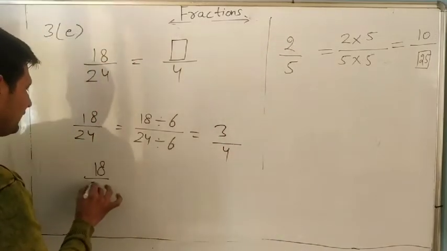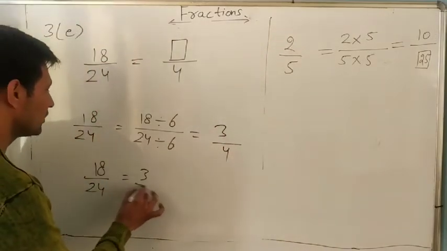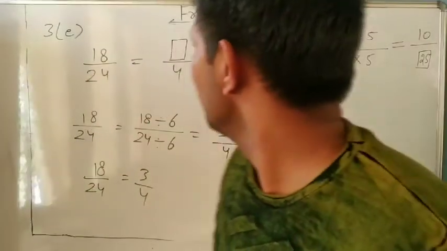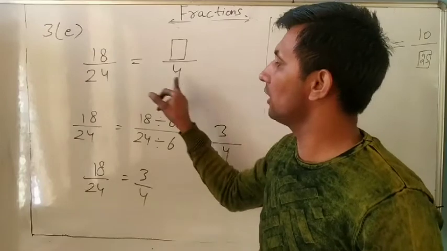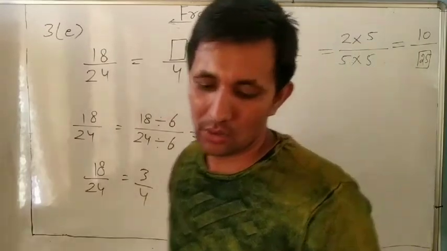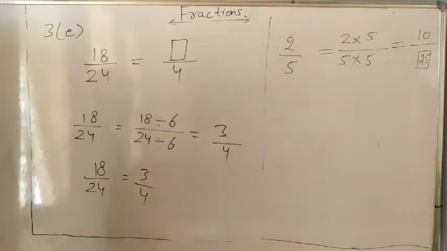So you only have to identify: if the other side is a bigger number, we have to multiply. If it is smaller, we have to divide. Okay. So do your D part yourself. Okay. Next is the fourth question.